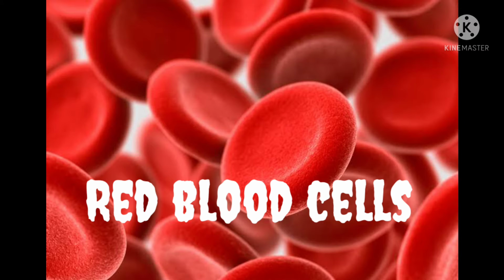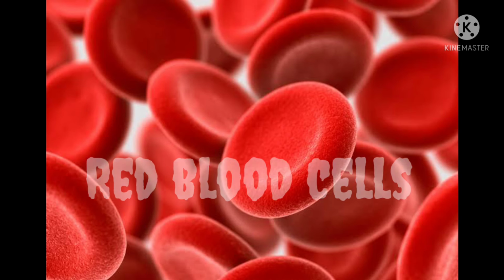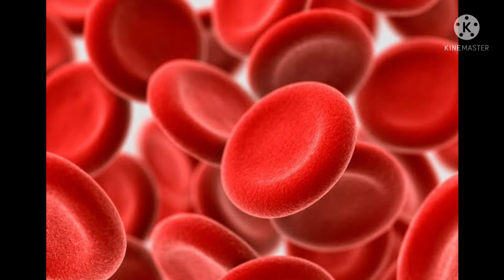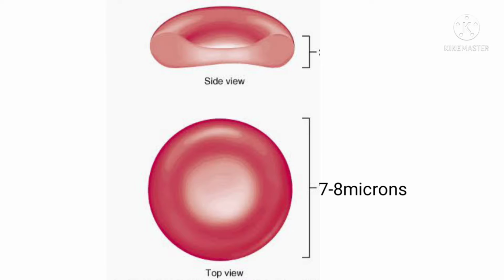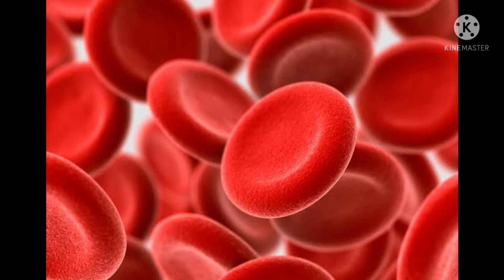Hello guys, today we are going to talk about the RBC, that is the red blood cells. Already we have seen that RBC forms about 45% of the blood. RBC is a biconcave disc which is about 7 to 8 micrometer in diameter and the thickness is about 2.5 micrometer. Now let's see the structure of RBC.